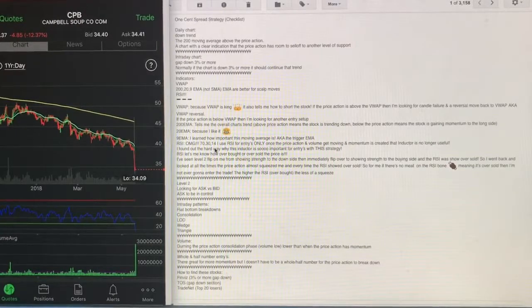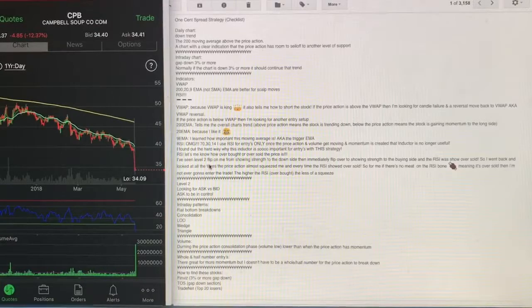There's 2 different ways you can trade this strategy. One is at the opening. The other way to trade this strategy is mid-morning, early afternoon. So there's different ways to trade it.